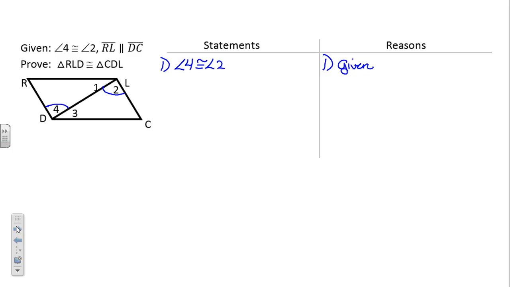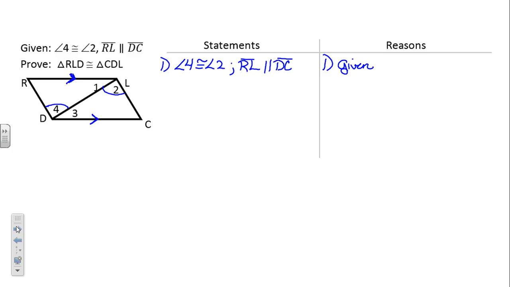Okay, what do these marks mean? RL is parallel to DC. You can make it a separate statement or keep it in the same one. It doesn't matter to me. Still given, right? So how do we show that RL is parallel to DC? What's our symbol for parallel? Yeah, the little half triangle, the little arrow. So this guy and this guy are parallel. Okay.